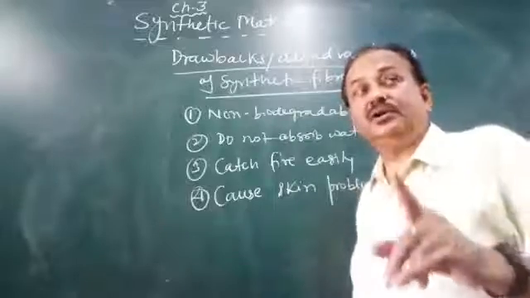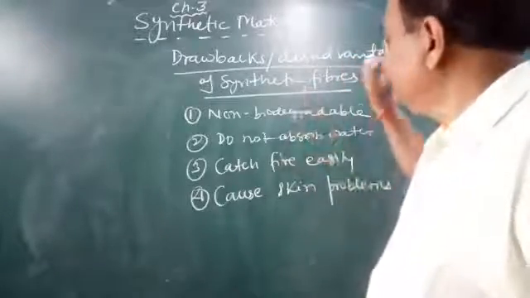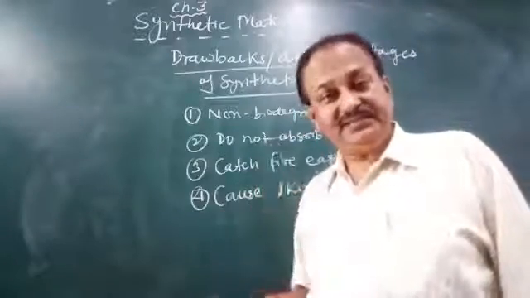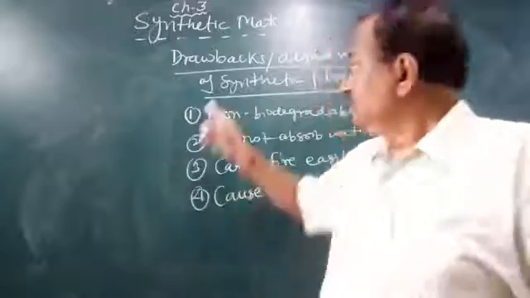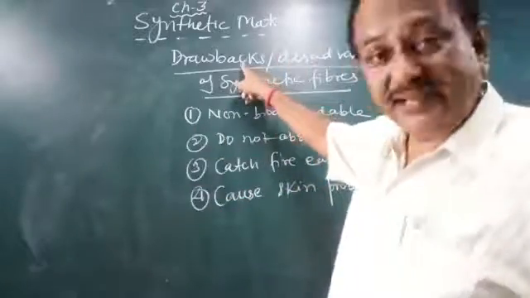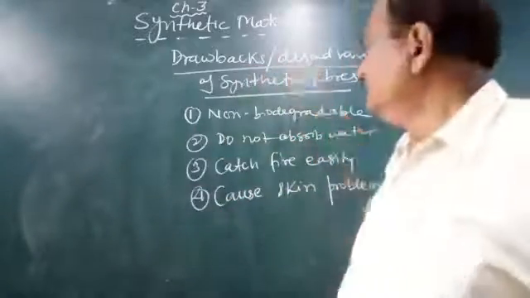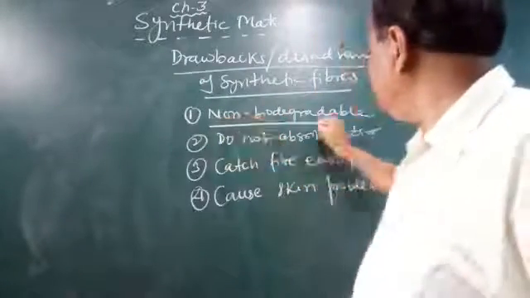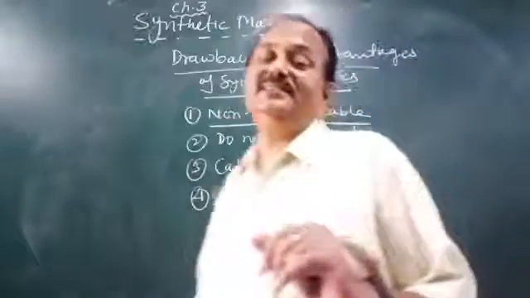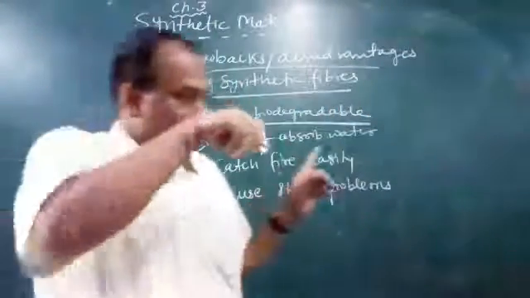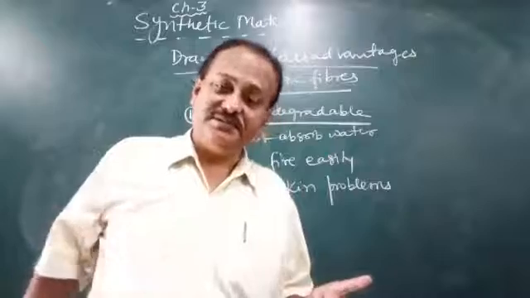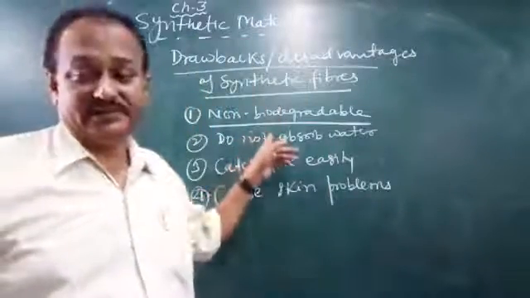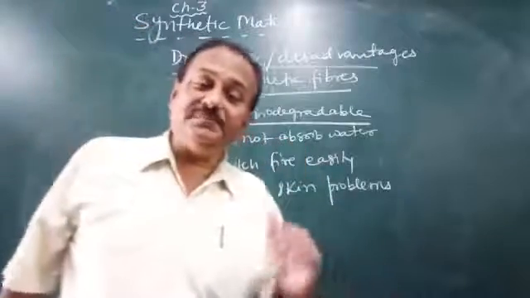See the drawbacks or the demerits of the synthetic fibers. Everything has some demerits and some merits. So these are the demerits or the shortcomings. We say drawbacks, demerits, shortcomings. First is non-biodegradable. This is the greatest danger. All the synthetic fibers, polythene, polyester, nylon, are non-biodegradable. That is, they cannot be degraded by microbes.